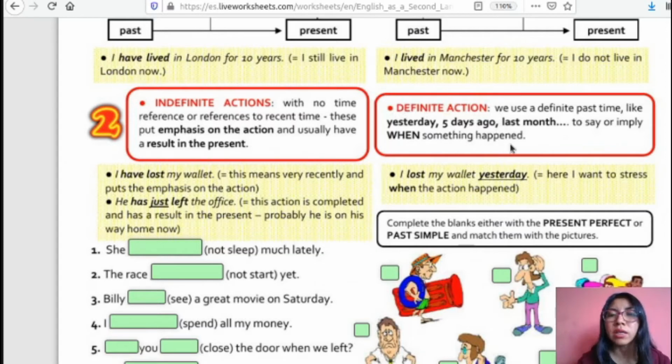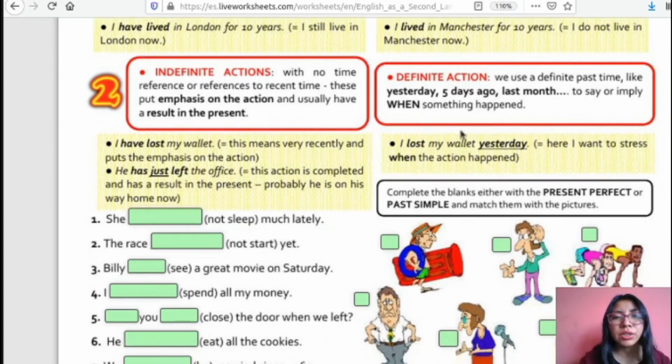something happened. For example, here you have some time expressions that help you to identify if your sentence is in present perfect or in past simple. So yesterday, 5 days ago, last month, those are time expressions that you are going to use only in past simple. Okay, pay attention to the examples.